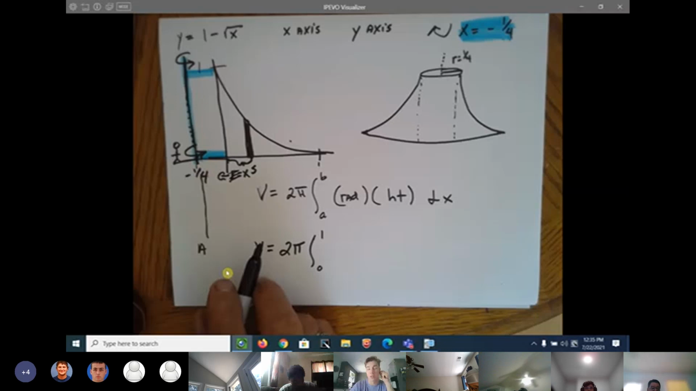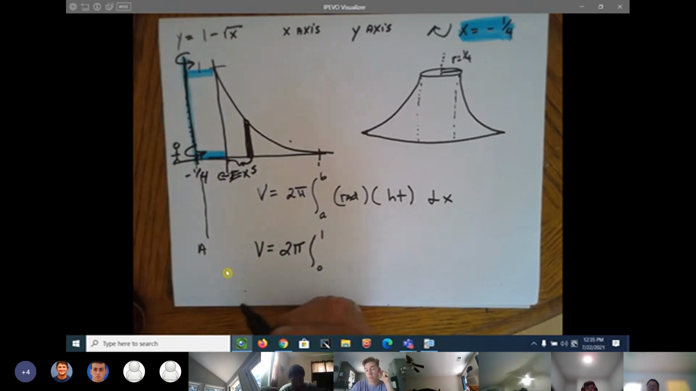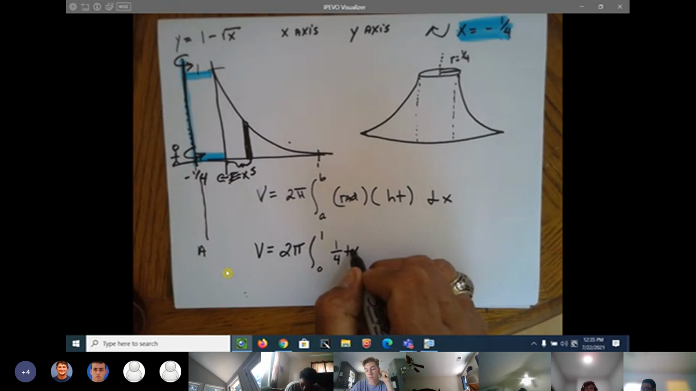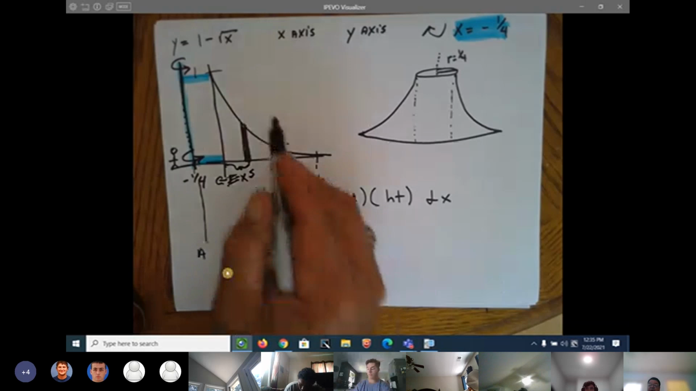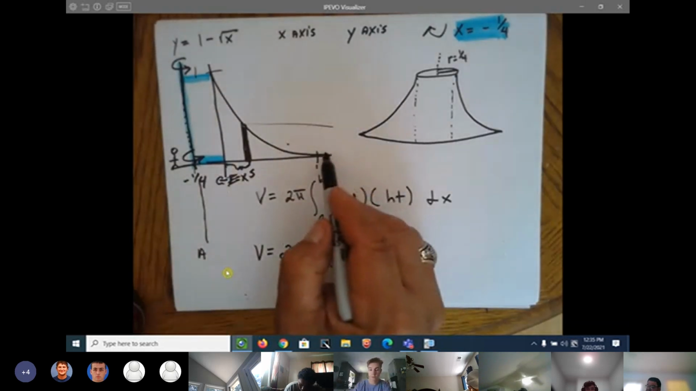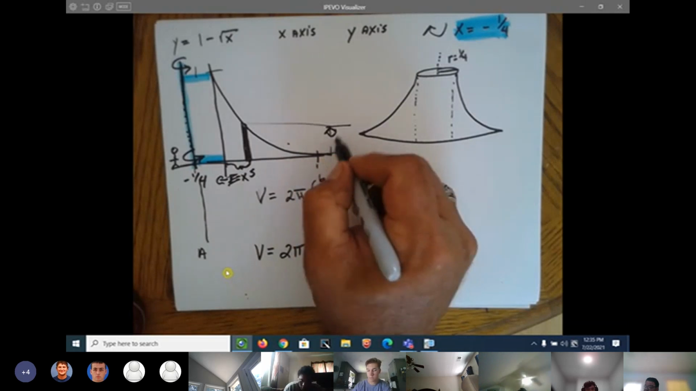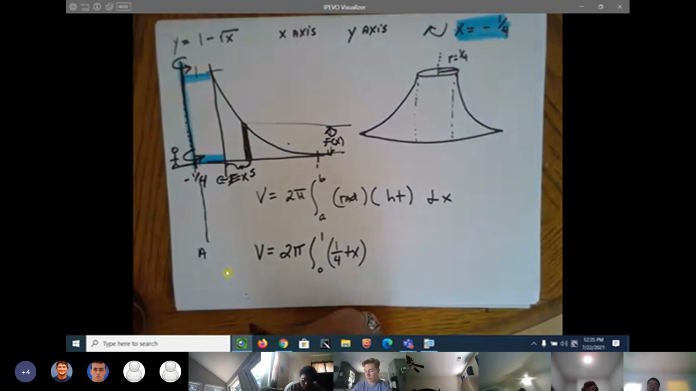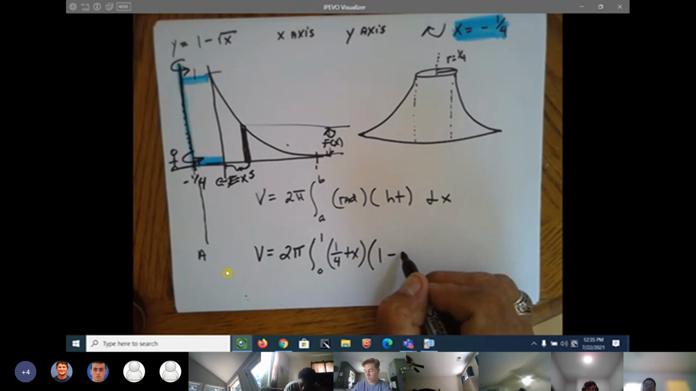Is it negative 1/4 plus x? What's the distance between the little man right here and the shell? 1/4 plus what? Plus x. There you go. That's your radius. And what have I told you is the height for the last couple of weeks? What's the height always going to be? The function, right? And the function is 1 minus x to the 1/2.